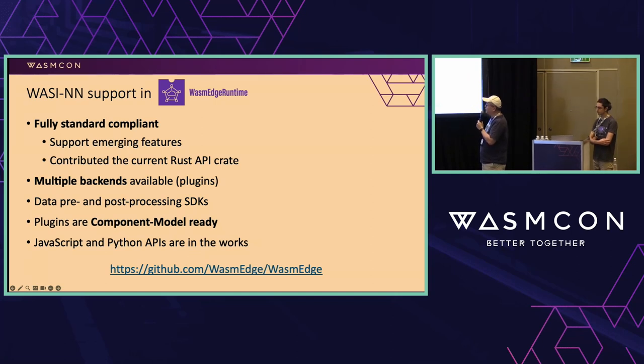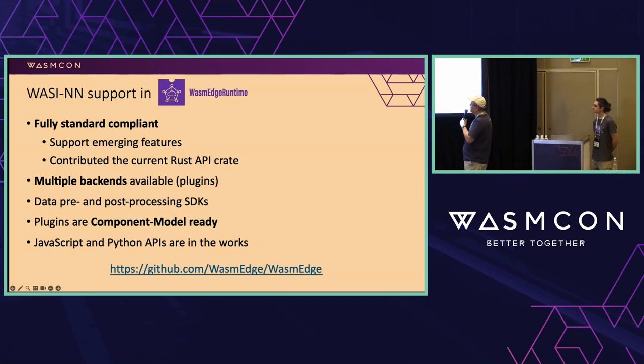One of the interesting things about WASI-nn supporting WasmEdge is that we support multiple backends. We support TensorFlow, TensorFlow Lite, PyTorch, OpenVINO, and GGML. I'm going to talk about GGML in a minute. Essentially, all the leading machine learning frameworks are supported inside WasmEdge. So if you write an application using a PyTorch model or a TensorFlow model, you can compile it to WasmEdge, and if the underlying framework dependency is installed and available on the host, it's going to run.